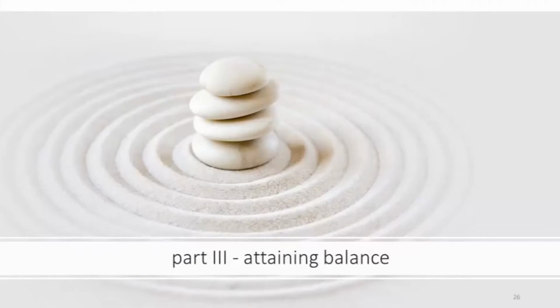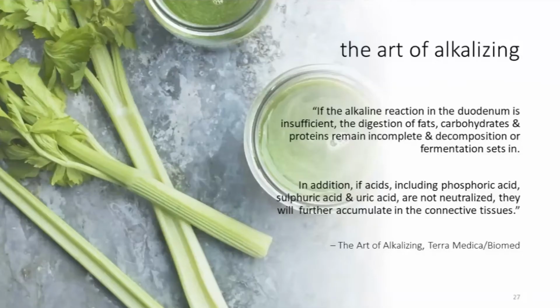Let's get into part 3, which is the meat of the presentation: how do you do all this? How do you attain balance? So the art of alkalizing, this is not unfamiliar to any of you, I'm sure. If the alkaline reaction in the duodenum is insufficient, the digestion of fats, carbs, and proteins remains incomplete. And then fermentation sets in.